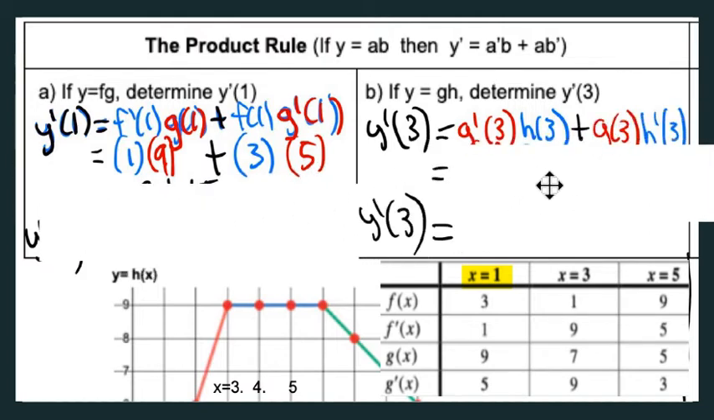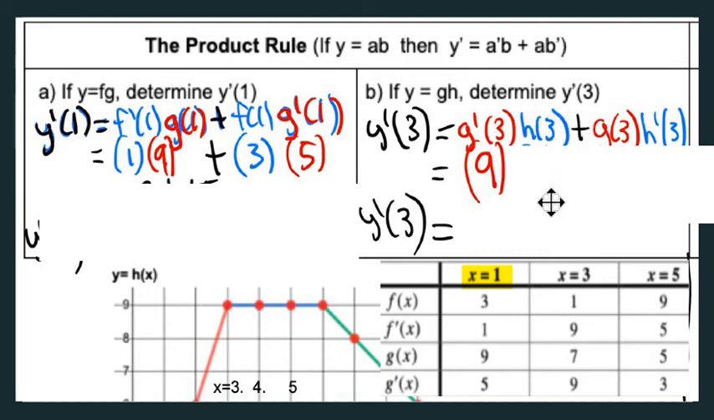Now let's start substituting values in. So I need to find g prime at 3. So I go to my g function. G is right here, and x equals 3. So I go down until x equals 3, and I look at g prime. It looks like the answer should be 9. Okay, so that's correct.